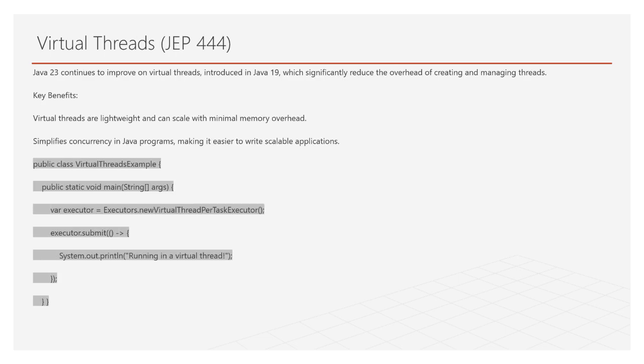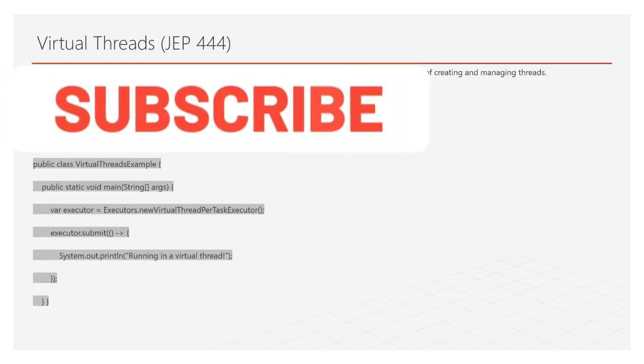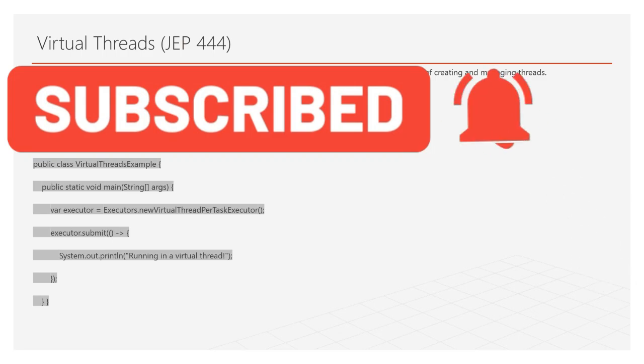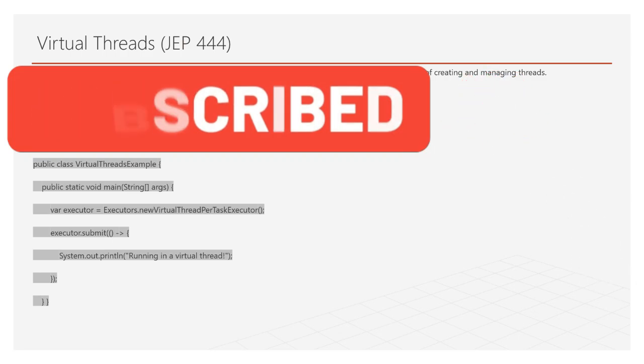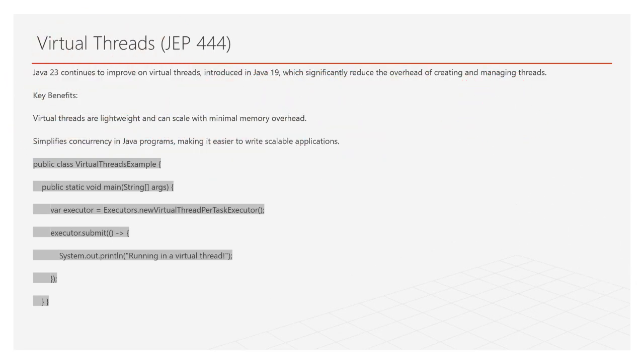Virtual threads. Now Java 23 is going to continue to improve virtual threads. This was introduced in Java 19, which significantly reduced the overhead of creating and managing threads. Now by using virtual threads, what is the benefit? Virtual threads are very lightweight and can scale with minimal memory overhead, right? So that's the benefit. It is going to simplify concurrency in your Java program, so it is easy to write and scale your application.